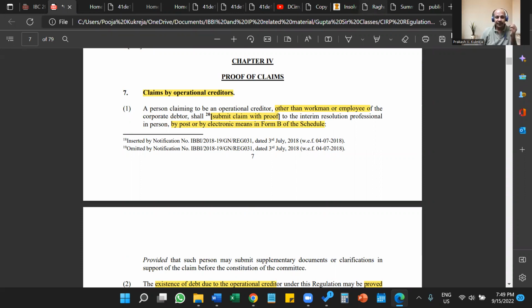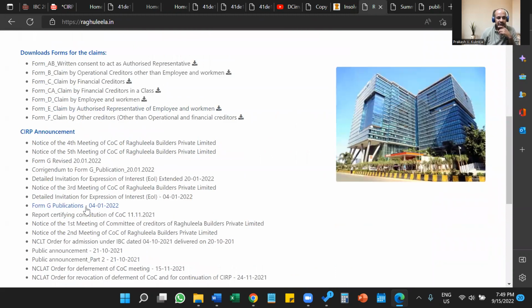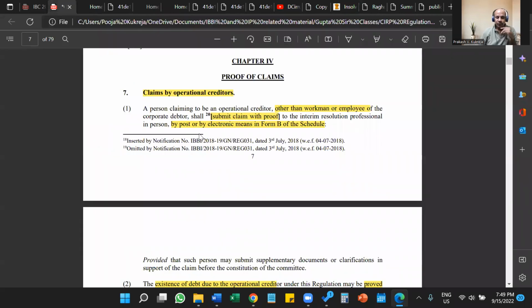If I can go back here, yeah, if you see, these are different forms. Claim by financial creditor, form CA, this is class. Financial creditor, form C. Operational creditors, form B, and this is other than employee. If it is employee, D. If there is authorized representative of the employee workman, that is E, and anybody else not part of any of the above categories, it will be form F. So there are different forms. So depending on who is claiming, it's very important how you submit the form, right?